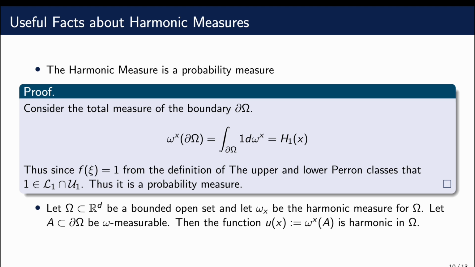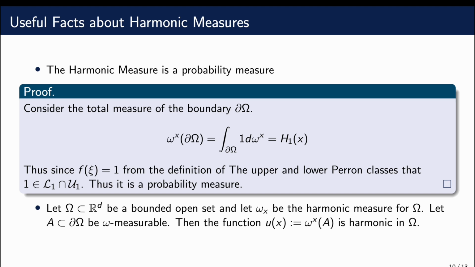So we're looking at the Perron class of 1. Looking at the definition, you're looking at functions such that their lim sup is less than or equal to 1. So the function that's just always 1 is clearly in both. Therefore, they're equal, and h of 1 is 1. And thus, since the total measure of the boundary is 1, it must be a probability measure.